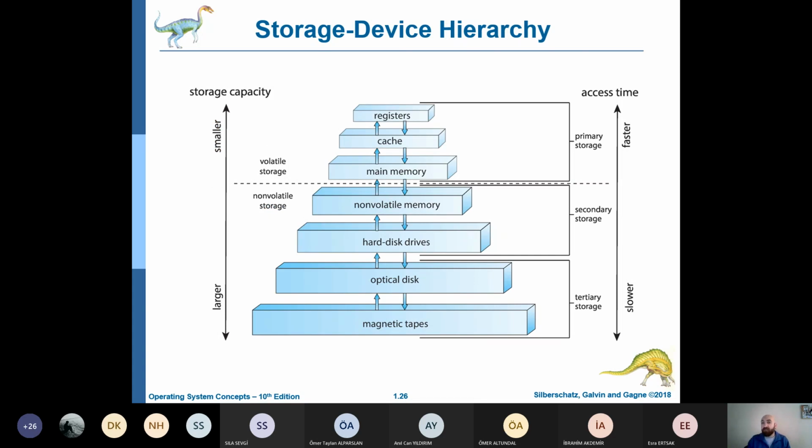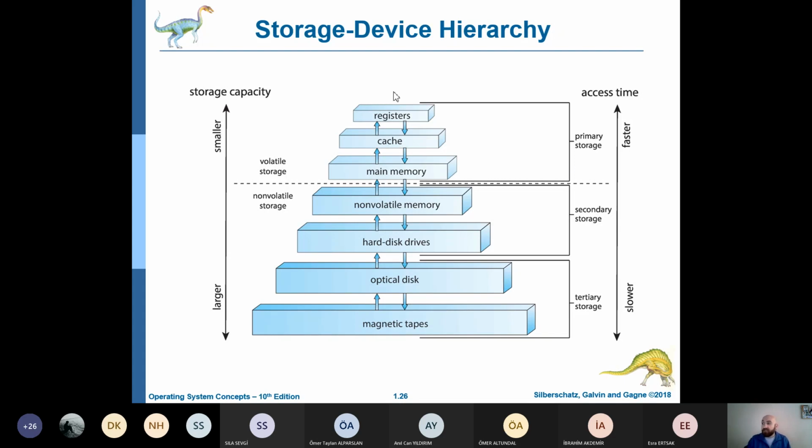So as shown in this figure, in addition to differing in speed and capacity, the various storage systems can be categorized as being volatile or non-volatile. Volatile storage, as we mentioned before, loses its contents when the power to the device is removed. So data must be written to non-volatile storage for safekeeping. We have to store that data in non-volatile storage if we want to access that data again and again.